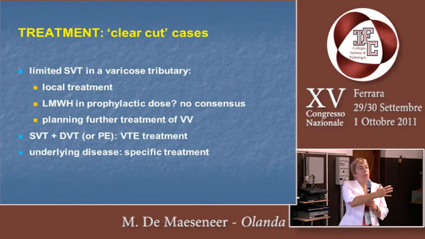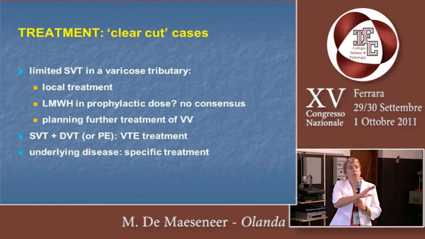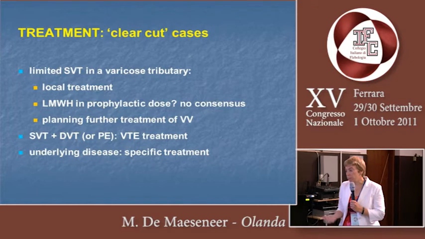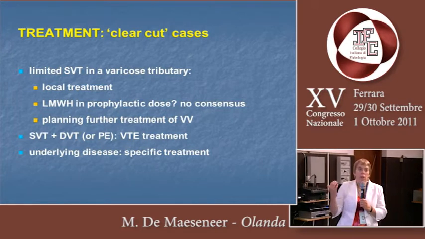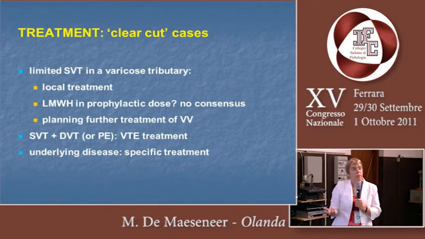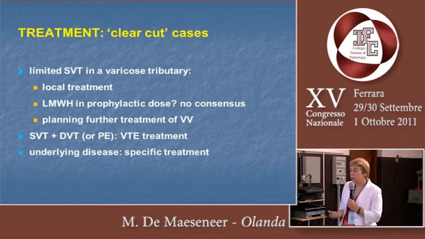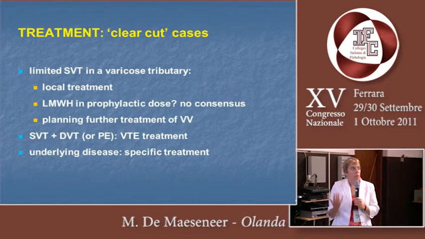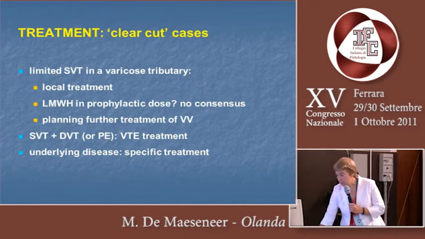On the other end of the spectrum, you have those patients with concomitant deep vein thrombosis. In these cases, of course, you will treat them as usual as a patient with a deep vein thrombosis or even a PE. And then there are the rare cases, often in a non-varicose saphenous vein, in patients who have an underlying disease like Behçet syndrome or other autoimmune diseases which can present with a superficial vein thrombosis. These need specific treatment, and this is also more clear-cut.